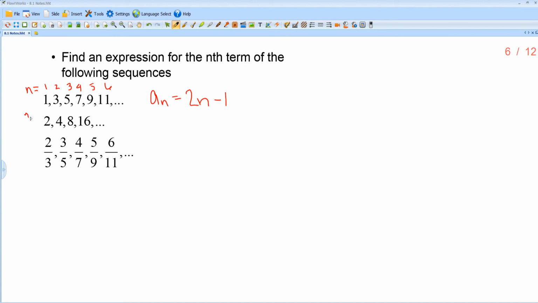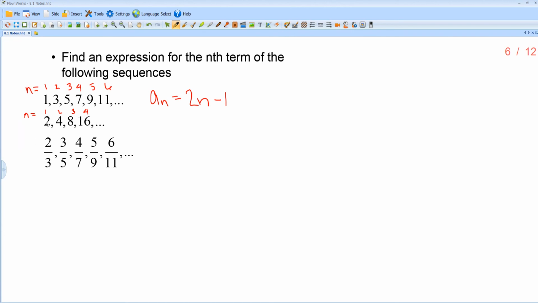All right, so now I have n equals 1, 2, 3, and 4. Right away, I can realize I went up 2, up 4, up 8. So it's not that I'm adding the same thing over and over again. But if I think about those numbers 2, 4, 8, they are exponential. They're 2 to some power.